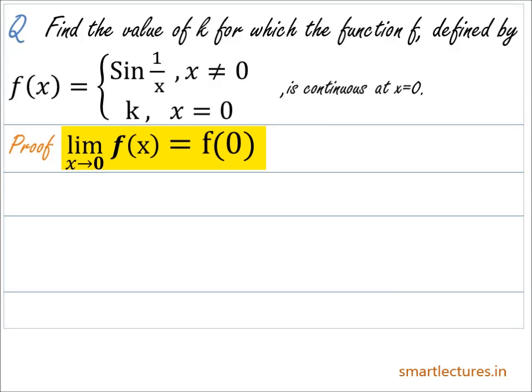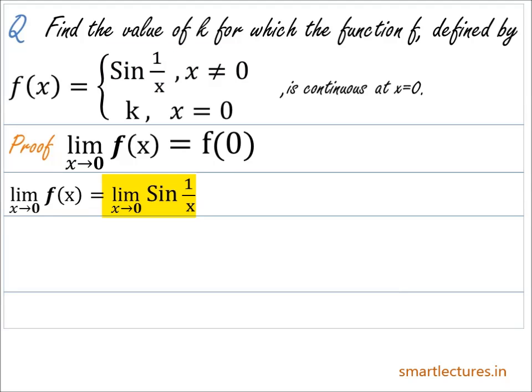Now limit x approaches 0, f of x is equal to, now when x approaches 0, then that means x is not equal to 0. So when x is not equal to 0, then f of x is equal to sine of 1 upon x. So this limit can also be written as limit x approaches 0 sine of 1 upon x.